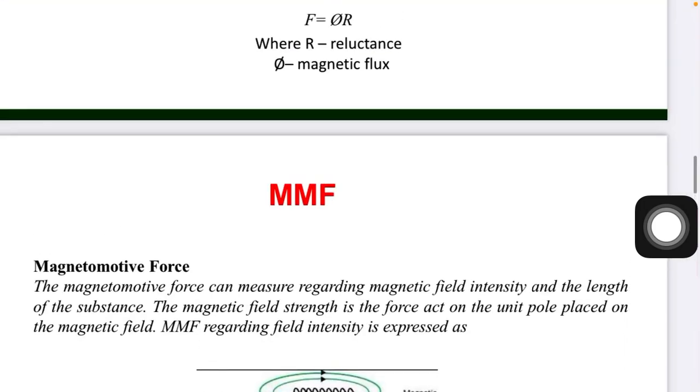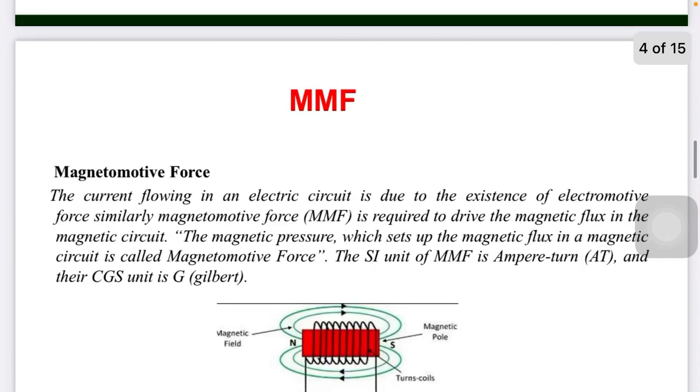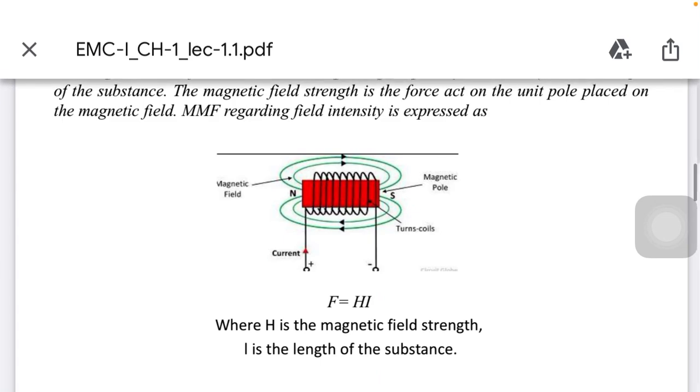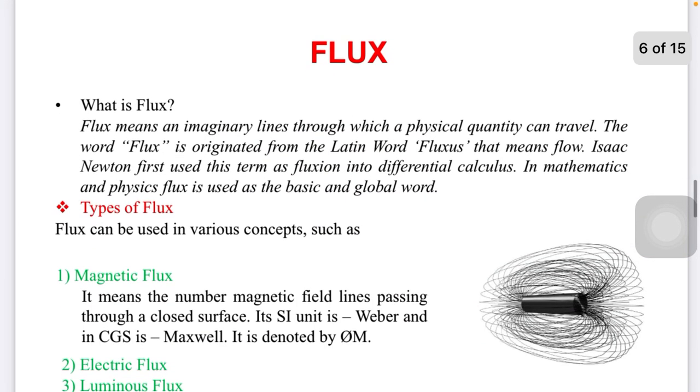So there are three ways to define the magnetomotive force. First, F is equal to N into I. Second, F is equal to flux phi into reluctance. Third, F is equal to magnetic field strength into length, right?